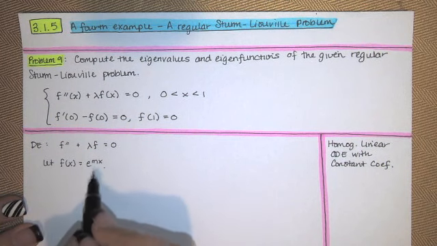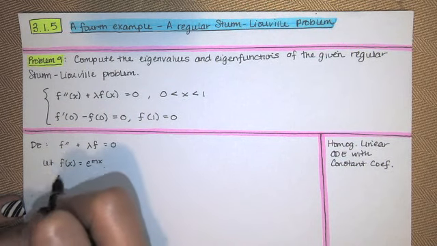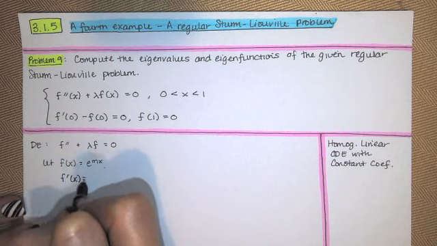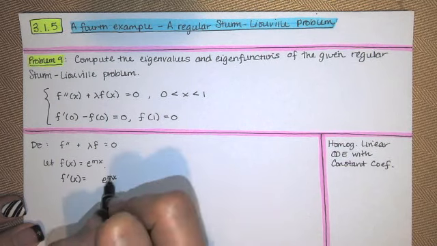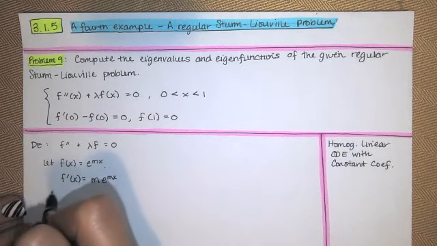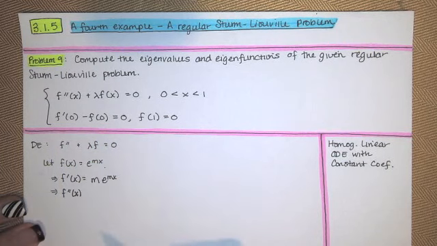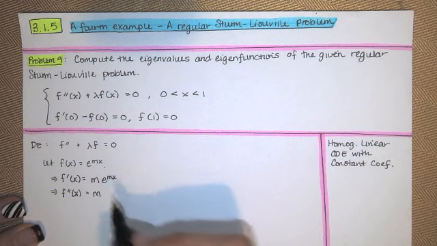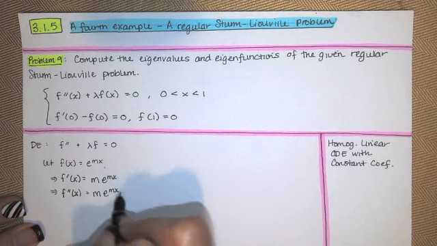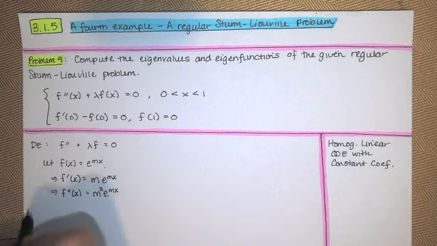To figure out which values of m will cause this function to satisfy this equation, we just take the derivative twice and we substitute into the equation. The derivative of e to the mx is e to the mx times the derivative of the inside. The derivative of a constant times x is the constant. And then we take the derivative again, because we've got a second order differential equation. We need a second derivative. You bring your constant down and then you multiply by the derivative of e to the mx, which is e to the mx times an extra m. M times m is m squared.